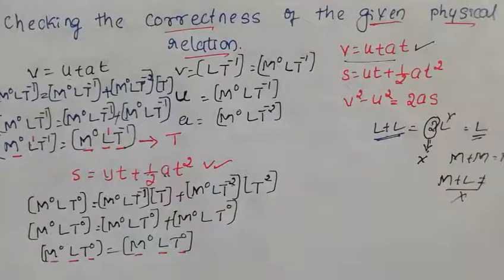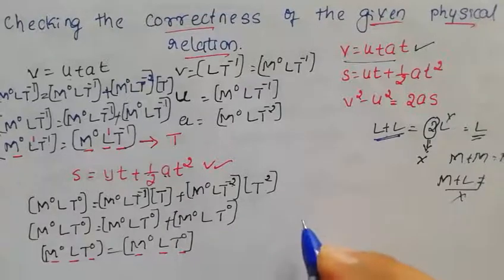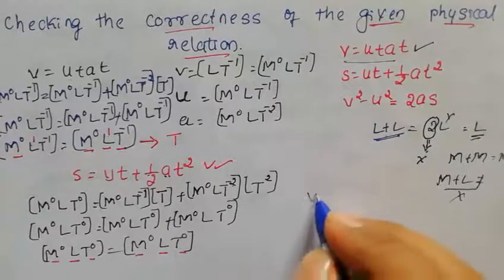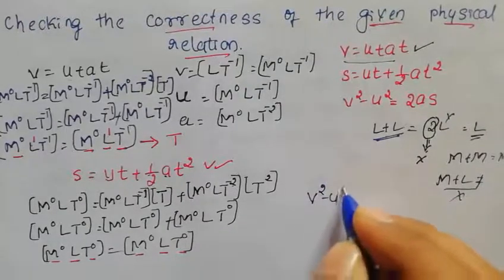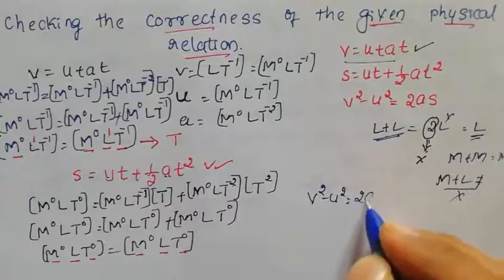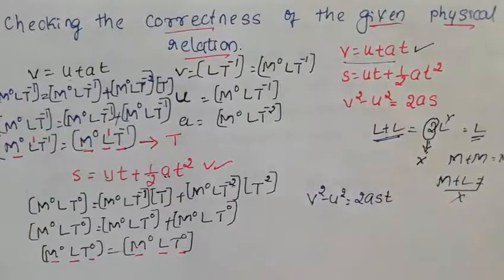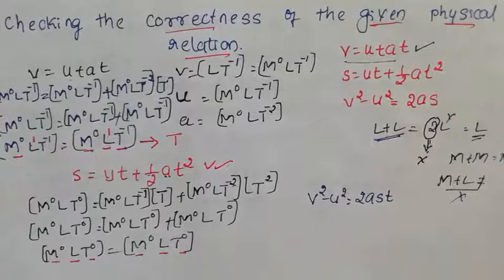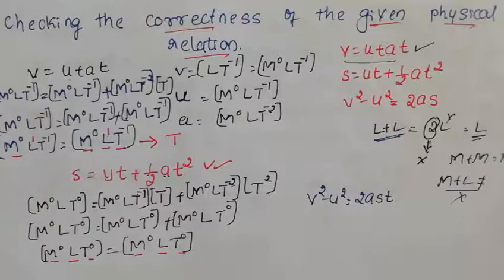Okay, let me take one wrong equation, so even it will give an idea to you. If I take an equation like this, v square minus u square equal to 2as into t. Is it correct equation? No, it is a wrong equation, but we need to prove it dimensionally now. Let us prove that dimensionally now.